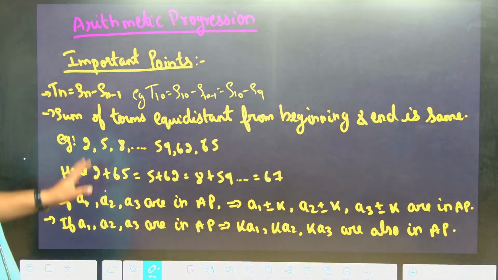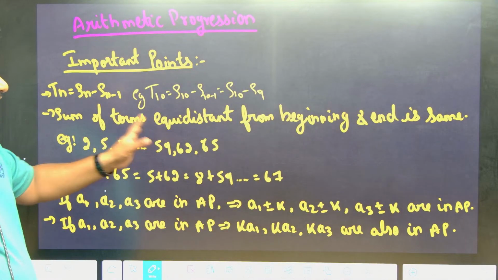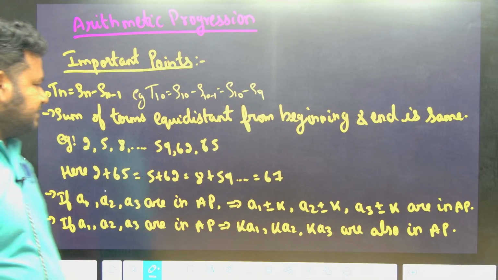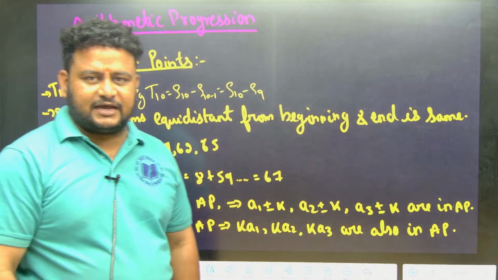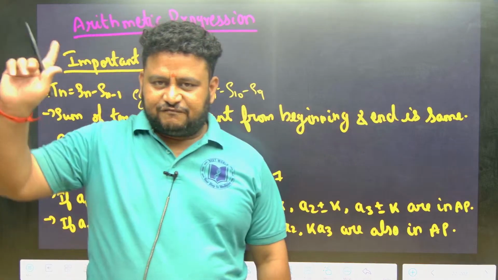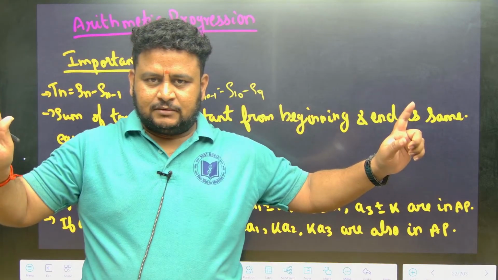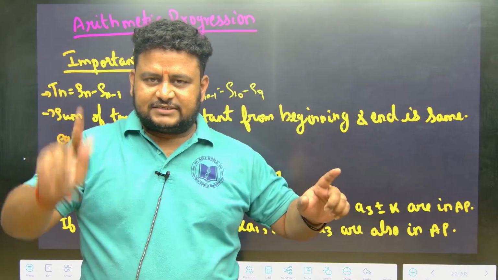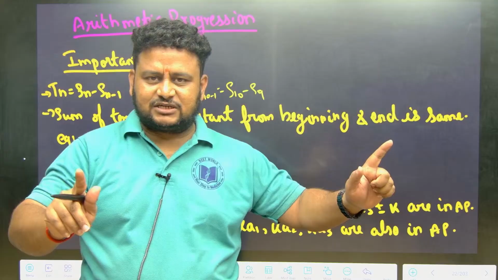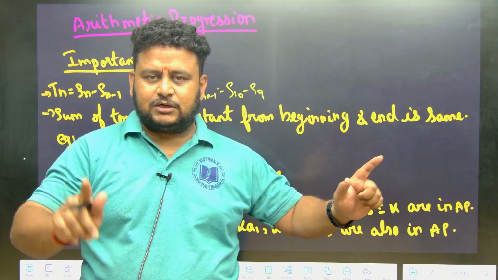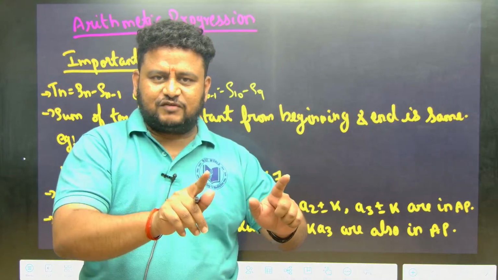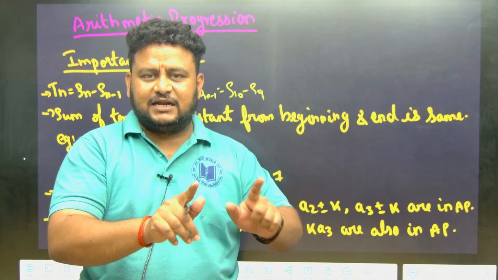Okay. The sum of the terms equidistant from the beginning and end is the same. That is, first term plus last term will be equal to second term plus second last term, will be equal to third term from the beginning plus third term from the end, will be equal to fourth term from the beginning plus fourth term from the end.